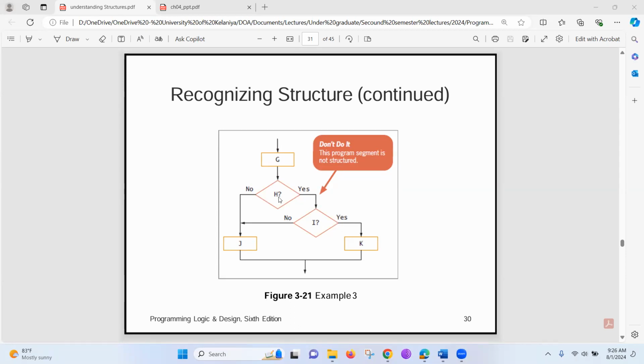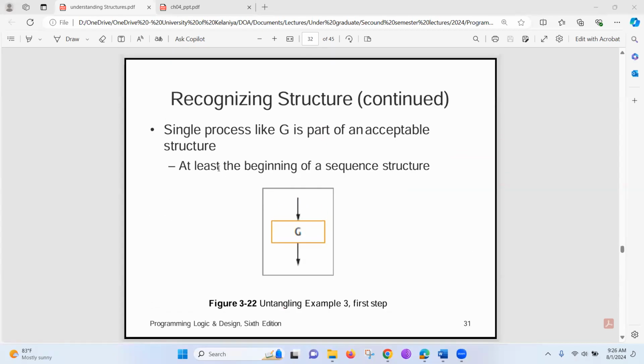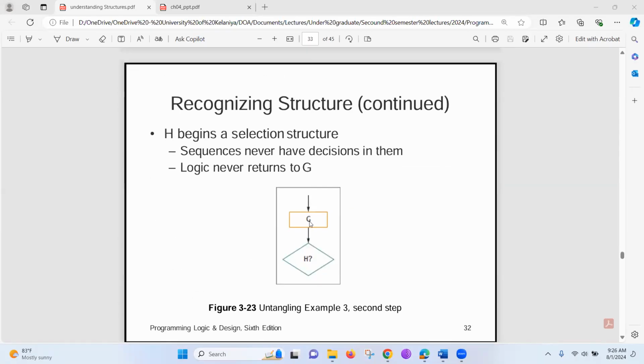If we follow step G, coming to step H is no issue. At least the beginning of the sequential structure. Okay, no issue. Then G, okay, it's coming to H. H begins a selection structure. You can see the symbol as well. There, so G comes to H, and you need to take the decision, yes or no.